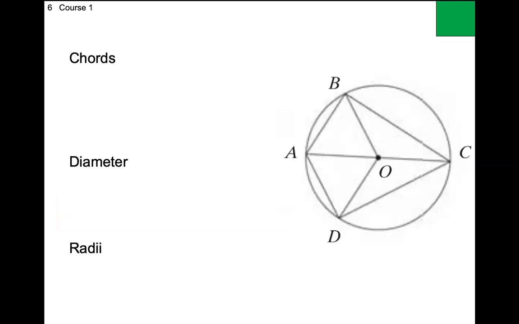All right. On your own, box 6. Give me the names of all the chords, all the diameters, all the radii. Box 6. Can a chord be a diameter? A chord can be a diameter, absolutely. Diameters are always chords, but not all chords are diameters.